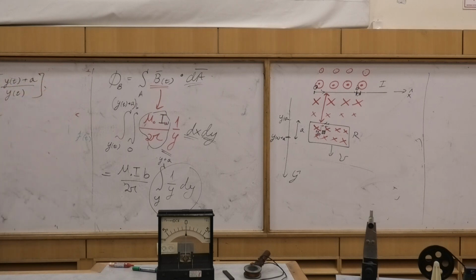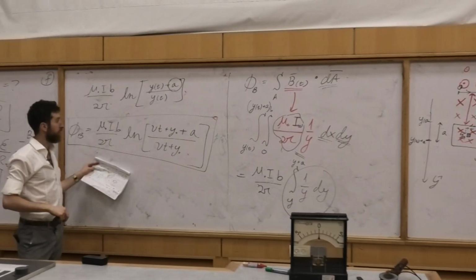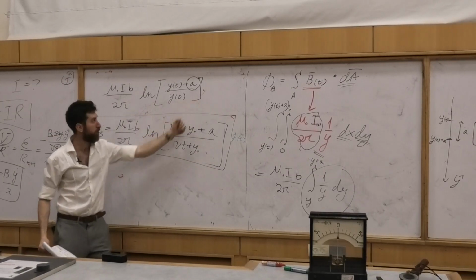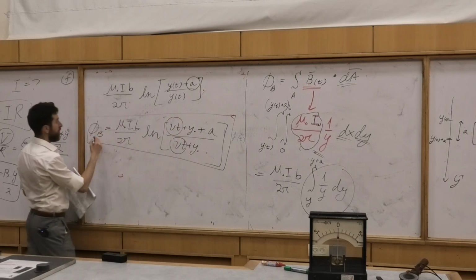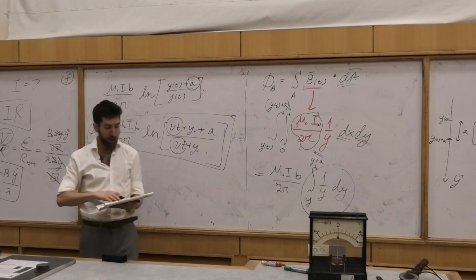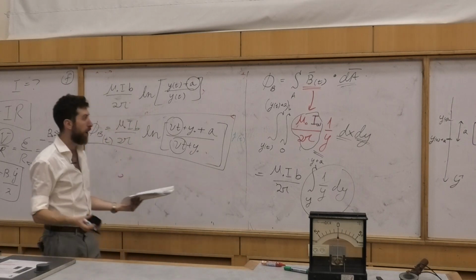And we know yt, we know that this is actually equal to what? To the logarithm of vt plus y naught plus a over vt plus y naught. Okay? So this is our magnetic flux phi, right? I just did the integral, the logarithm, right? And this flux is definitely changing in time. Definitely. And if it's changing in time, what would I expect to have in this wire?